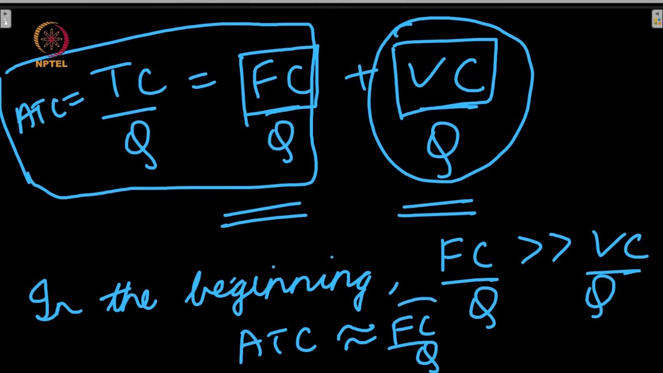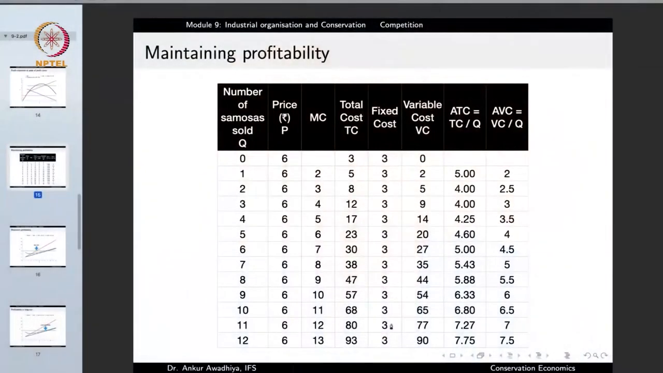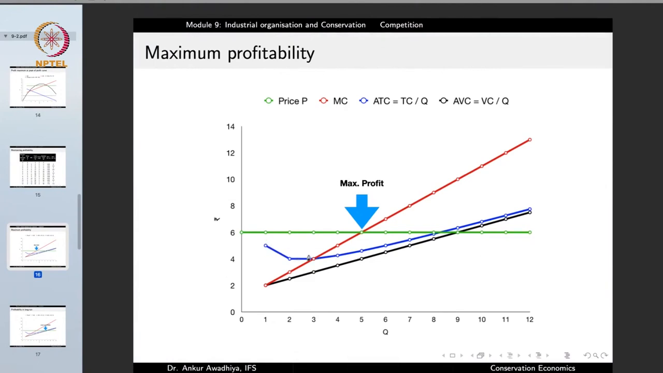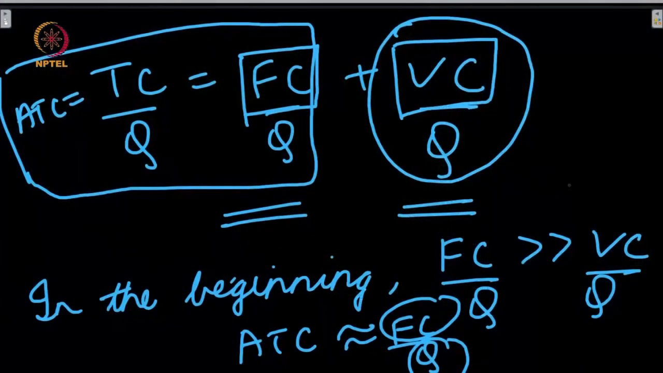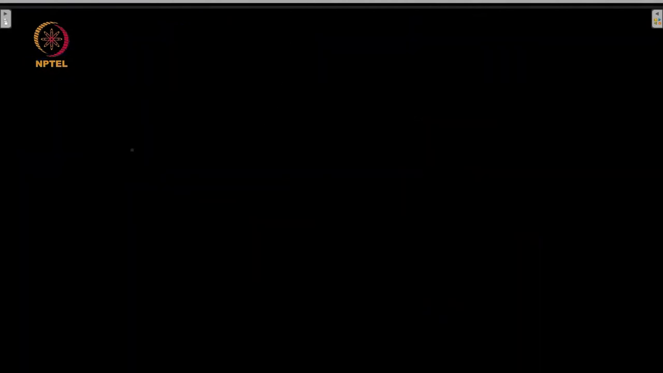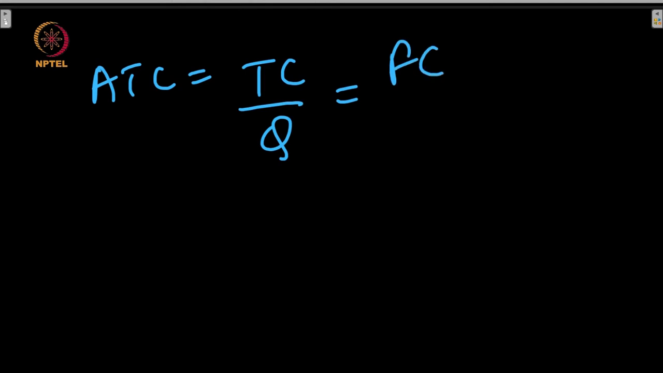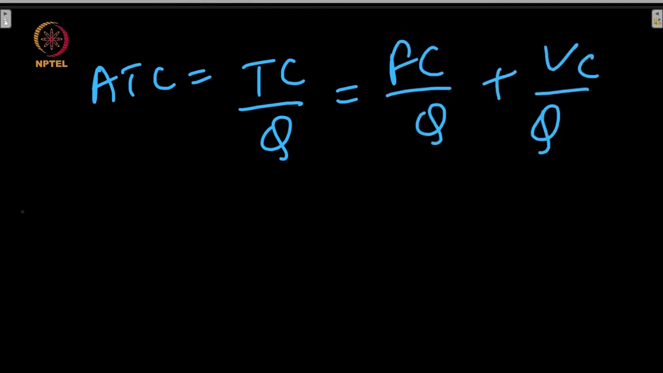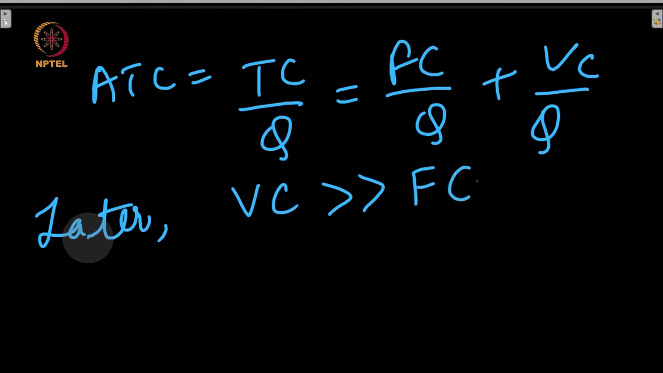Now, FC is fixed because this is a fixed cost. As Q goes on increasing, the average total cost will go on decreasing. So in the beginning, what we observe is that the average total cost goes on decreasing, because here the fixed cost is more, the variable cost is very small, and with increasing quantity of goods, the average fixed cost goes on decreasing. But then at a later stage, average total cost is total cost by Q, which is fixed cost by Q plus variable cost by Q. So later, we will find that the variable cost has increased, and so the variable cost is now greater than the fixed cost.